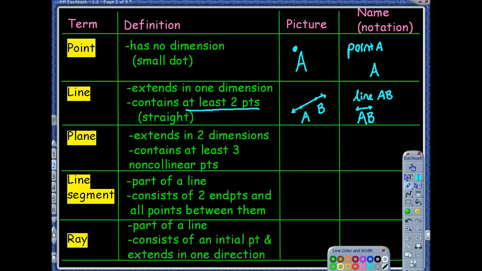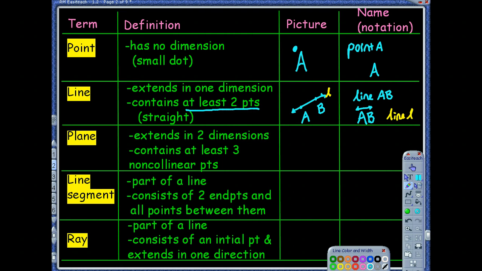Absolutely. Now sometimes in your book you're going to notice they'll put a cursive lowercase letter right next to that line. And that's another way I could refer to this, as line L, the way that I've written it as well. So even a shorter way. Well, I still think the notation of AB is probably a little shorter. But yeah, it's another way we could write it.